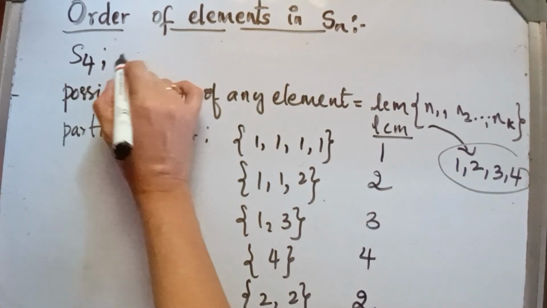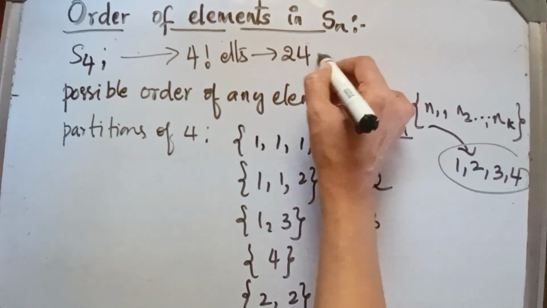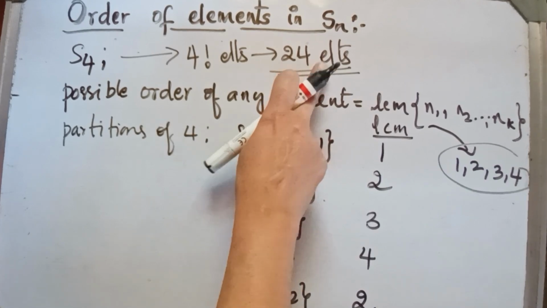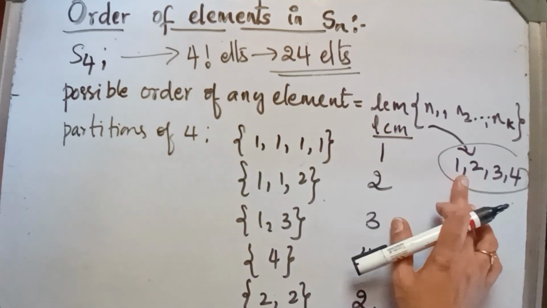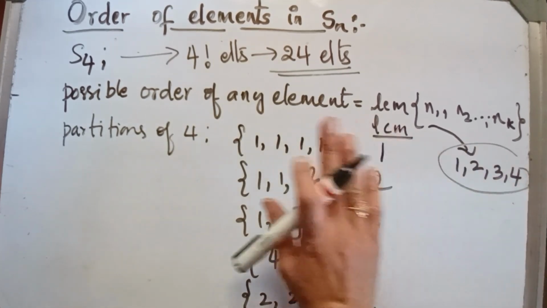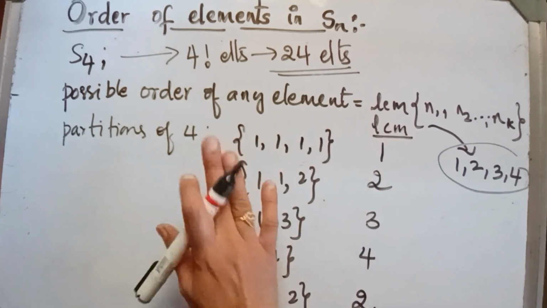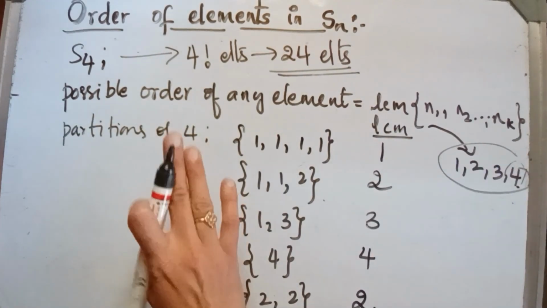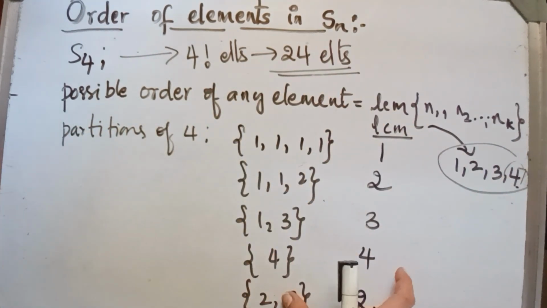So how many elements does S4 have? 4 factorial elements. S4 has 24 elements. Correct. 24 elements are there in S4, but the possible order of any element in S4 is 1, 2, 3, 4. No other possibility will arise for the order of an element of S4. So, what is the maximum possible order of any element in S4? It is 4. Similarly, in S3, it is 3. So, the maximum possible order is also calculated using this.